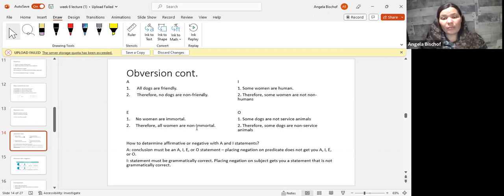And then finally the O statement. Some dogs are not service animals. This is a negative because there's that not in there. And with the negative, in that case, it's easy. You just take the not out. So we go from some dogs are not service animals to some dogs are service animals, but we have to do the class complement of the predicate. So we end up with, therefore, some dogs are non-service animals.